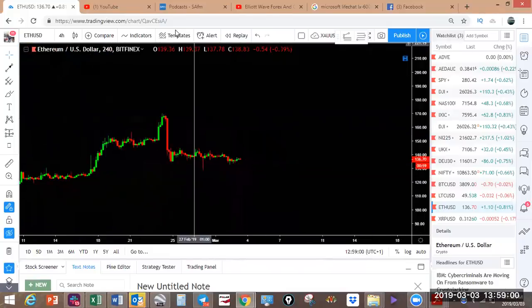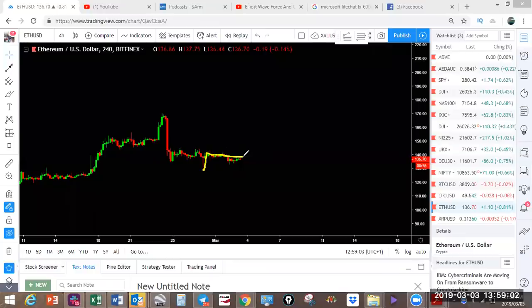So you've got a clear pulsing move here on Ethereum, corrective structure. How far will this go? Can you just do this and carry on with the move to the downside? It's very possible.